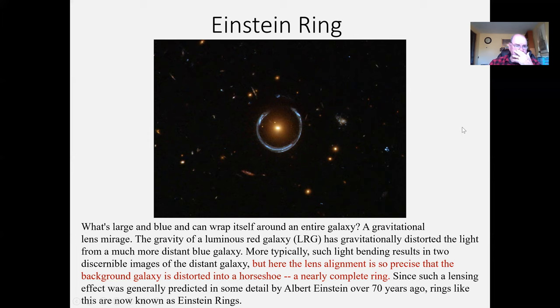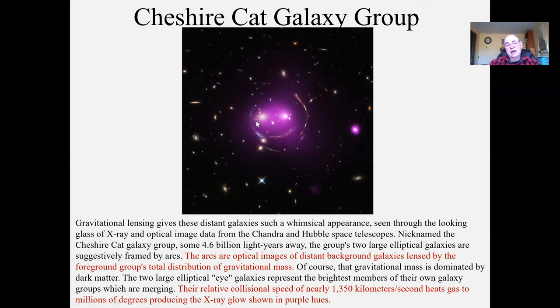Here's a cute one. Here's another galaxy cluster. Here are two galaxies in the cluster, moving towards each other and creating a tremendous amount of heat and energy. Again, we have the X-ray light being given off by the gas between the two galaxies as they move closer and closer together, creating a tremendous amount of friction and energy. And here are these arcs. This is a galaxy cluster behind this one being subject to the gravitational lensing. You get all these very weird effects. It's called the Cheshire Cat Galaxy Group, the one that's doing the lensing.